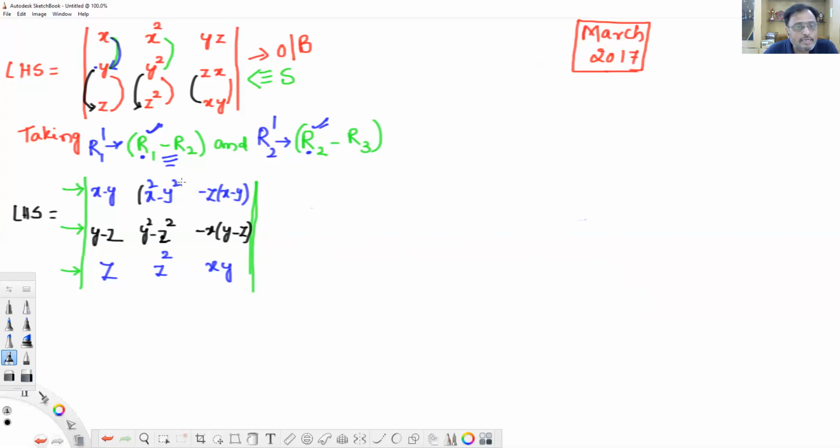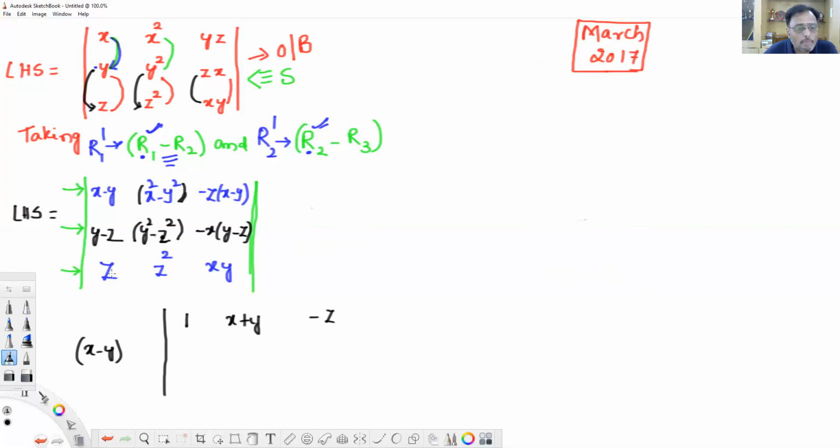Here X square minus Y square, we can write as X minus Y into X plus Y. Here once again Y square minus Z square we can write as Y minus Z into Y plus Z. In the first row I am going to take X minus Y as common factor. Here X minus Y into X plus Y, that means X plus Y remains. And here X minus Y means minus Z.